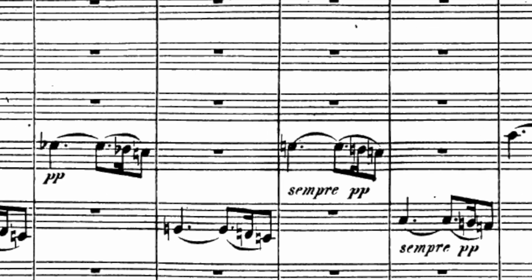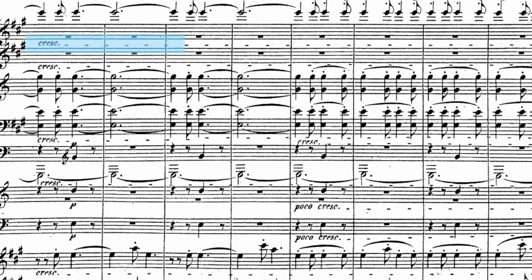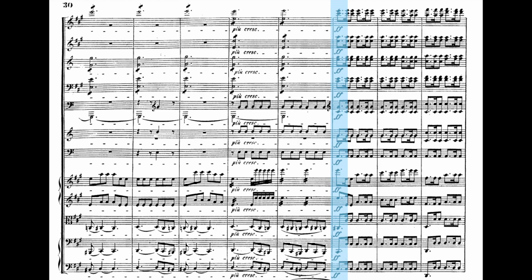He writes sempre pianissimo, so your beat needs to be nice and small, really conveying that pianissimo. Our crescendo doesn't start until measure 409, which is about 10 bars or so after letter N. And sometimes he even writes poco crescendo, just a little bit. And why is that? It's because the climax of this crescendo is not until the 6th bar on page 28. So we have a long way to go to make this crescendo.